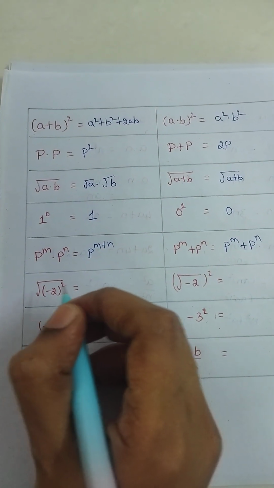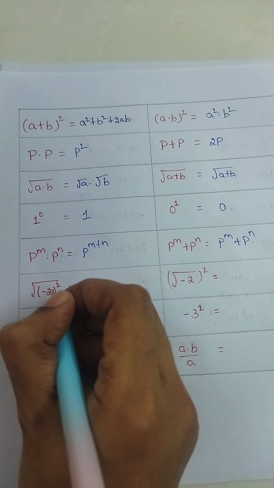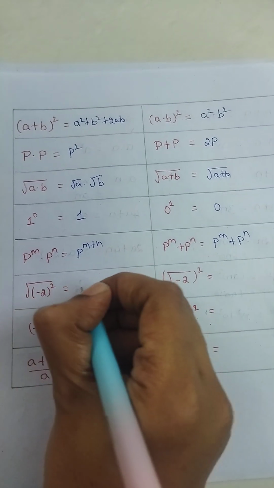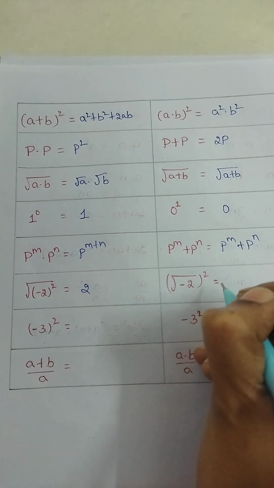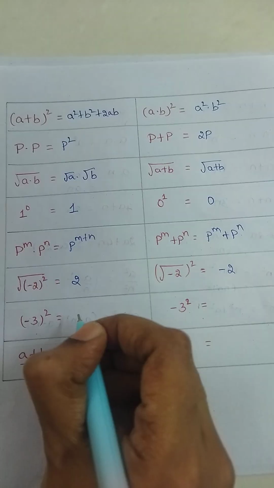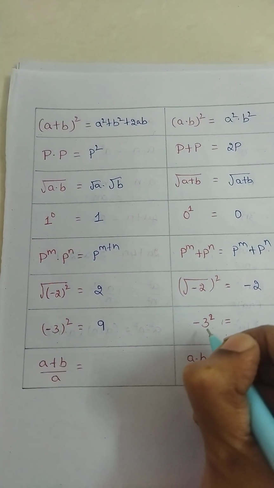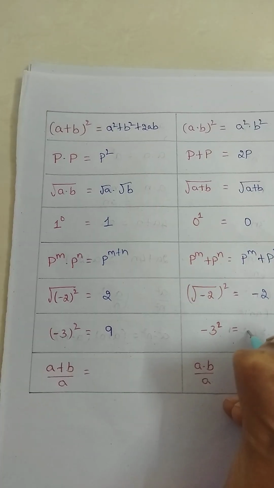Square root of minus 2 whole square equal to, minus 2 whole square is 4, 4 square root is 2. Here this one is minus 2. Minus 3 whole square answer is 9. Minus 3 square is minus 9.